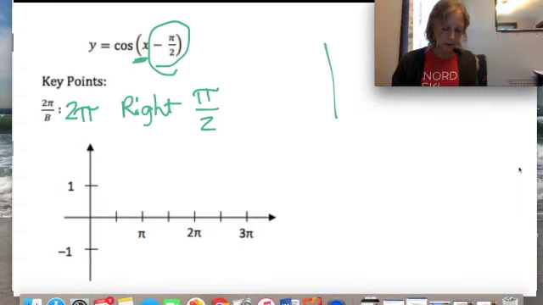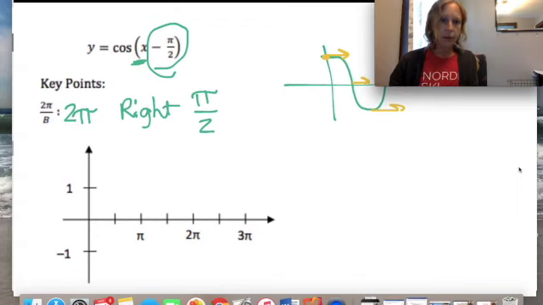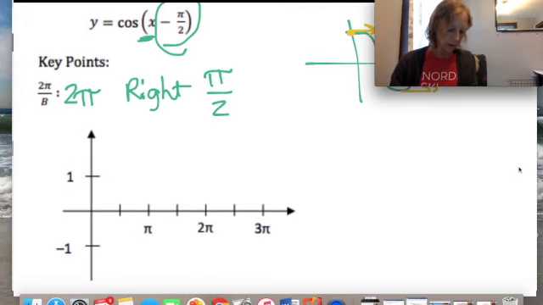So typically, again, my parent function starts at 1, goes down and back up again. But I'm going to take that maximum point that usually starts right here, and I'm going to shift it over to the right pi over 2. Everything on my graph is going to get shifted over pi over 2. Every intercept, every maximum, every minimum. So to start graphing this, normally I would start at the 1 for my cosine function, but I'm not going to do that right now. I'm not going to start at 1. I need to shift it over to pi over 2.